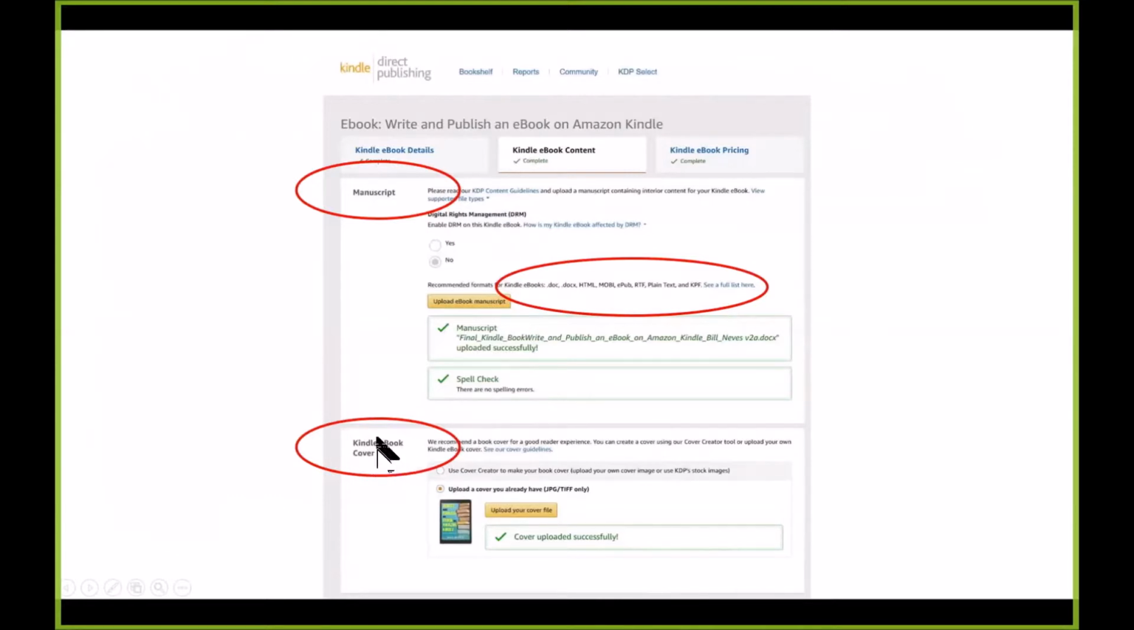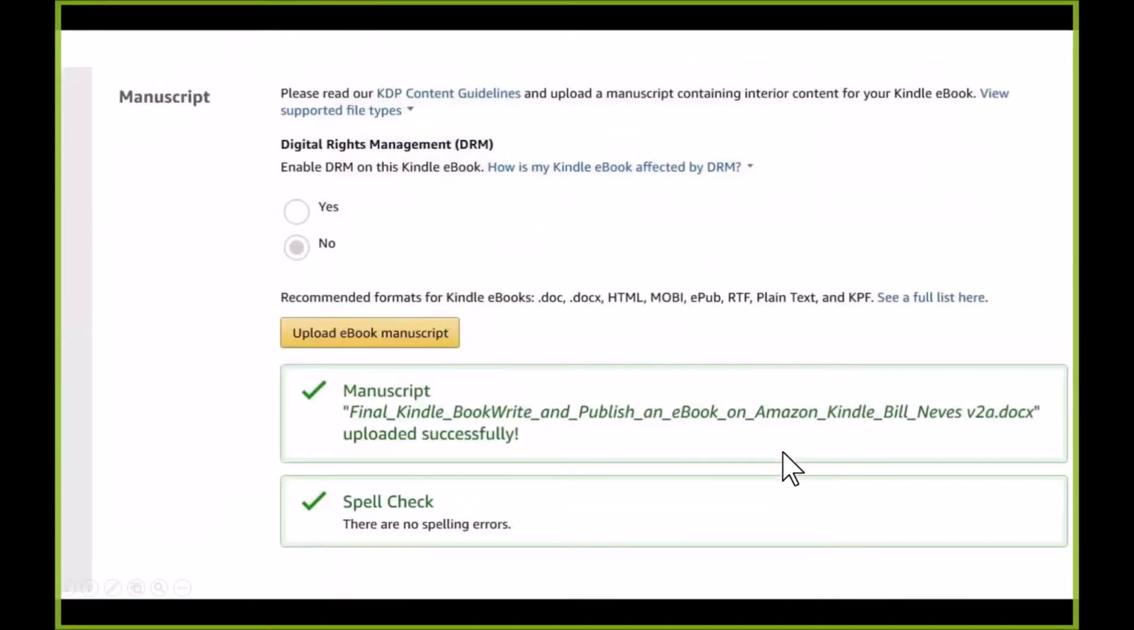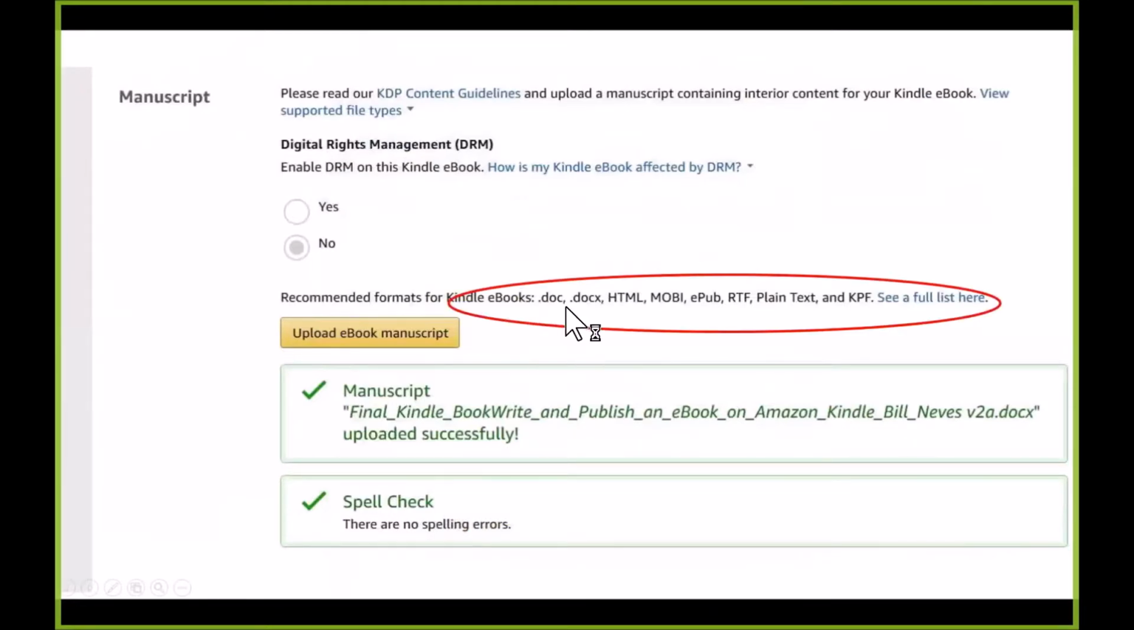And then your Kindle ebook cover. And again, I had one made. You can use Cover Creator, and I'll cover that in a second. Here's the different formats that you can upload in.